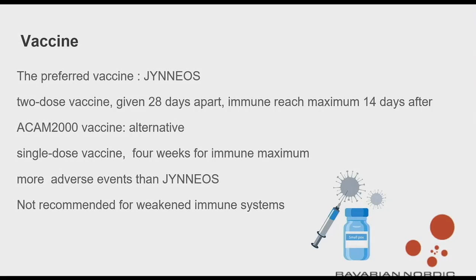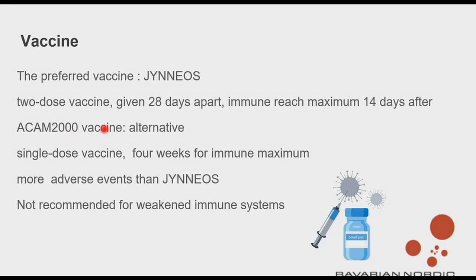So for the vaccines, the preferred vaccine is the Genius. It is a 2-dose vaccine given 28 days apart, and the immunity will reach its maximum 14 days after the vaccinations.